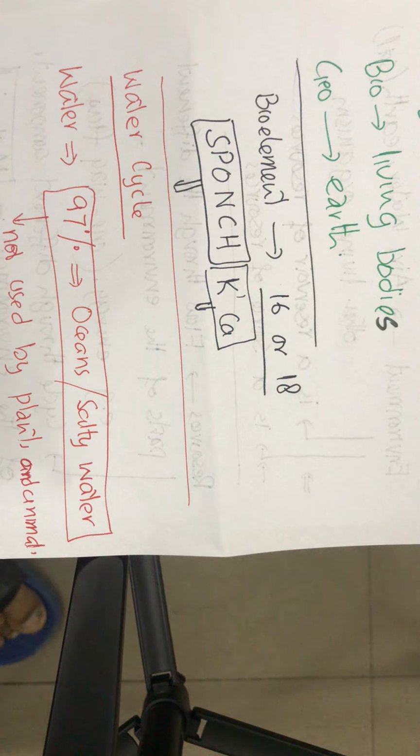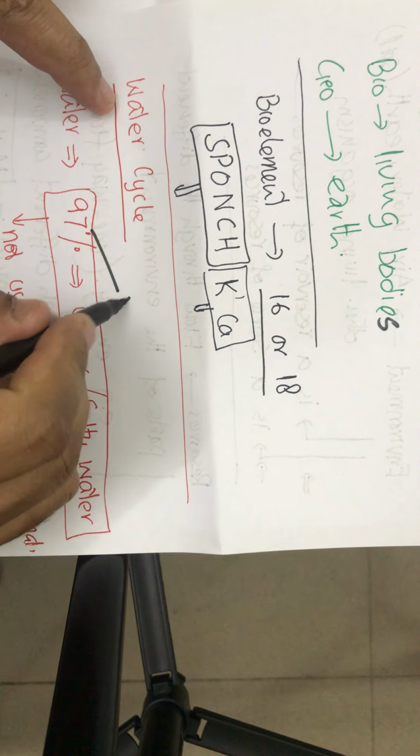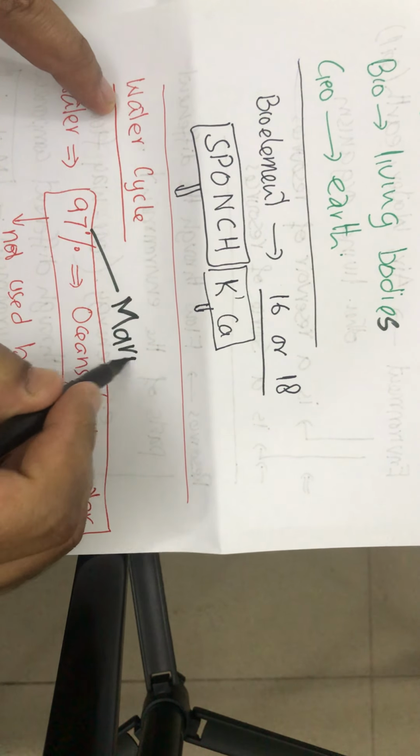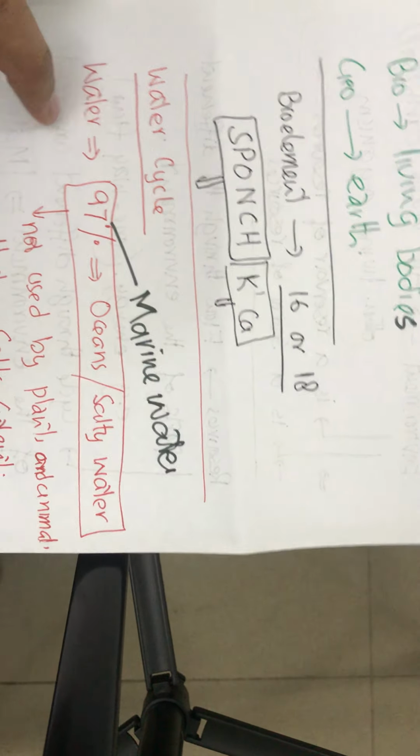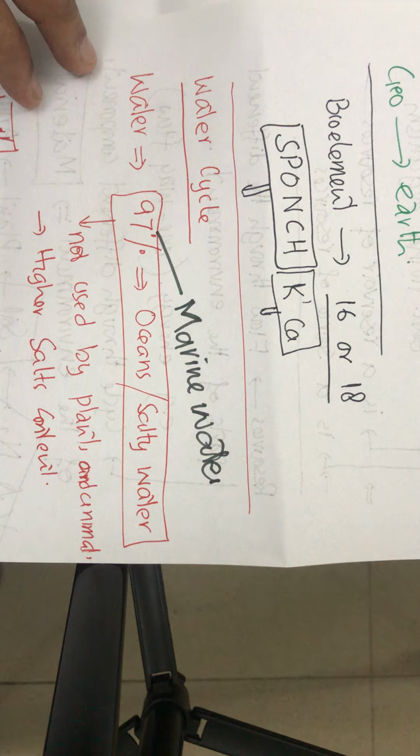So there are two types of water. 97% water is known as marine water, which is present in the ocean. Only 3% of the water is known as fresh water.